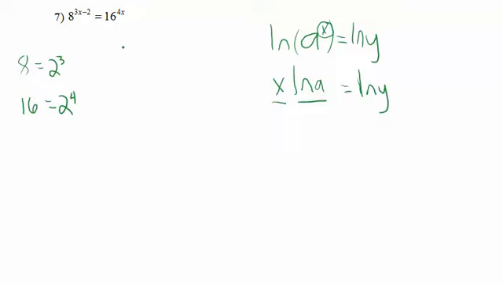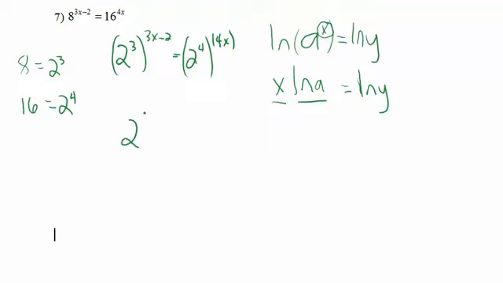And what I'm going to do then is write 8 as 2 to the third, 3x minus 2. And I'll write 16 as 2 to the fourth, and there's a 4x. And then I can use my other properties of exponents by multiplying these two exponents, so that's 2 to the 9x minus 6 equals 2 to the 16x.